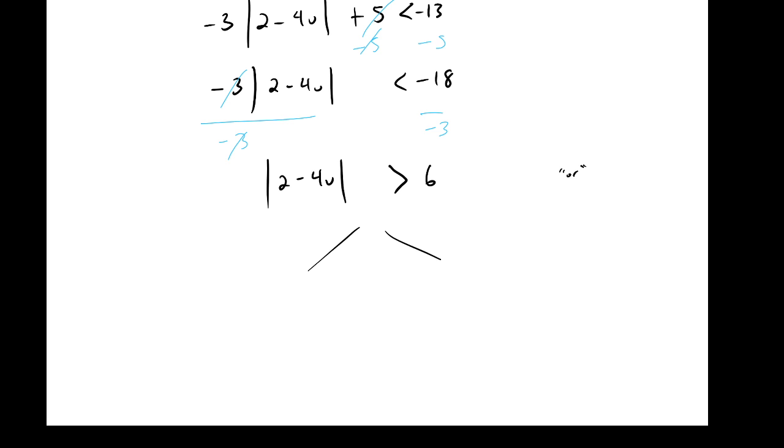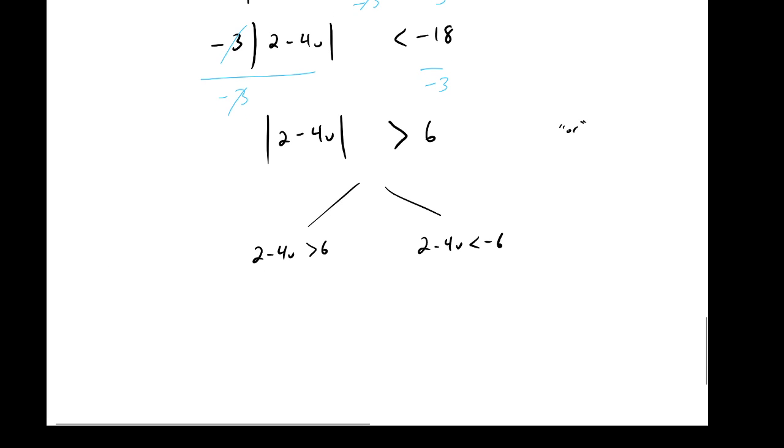Watch what happens. Let's do our split. 2 minus 4u greater than 6. 2 minus 4u, flip the sign, and flip the sign, less than -6. Let's solve these problems separately, right? Subtract 2: -4u is going to be greater than 4. Divide by -4, divide by -4, and guess what happens? Again, we have to flip our sign. u is going to be less than -1.